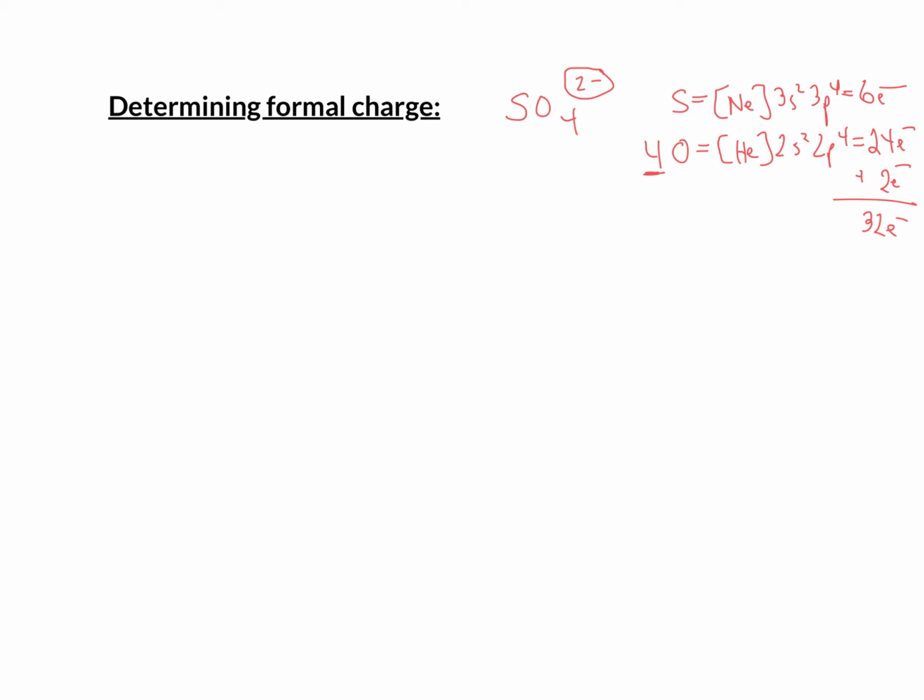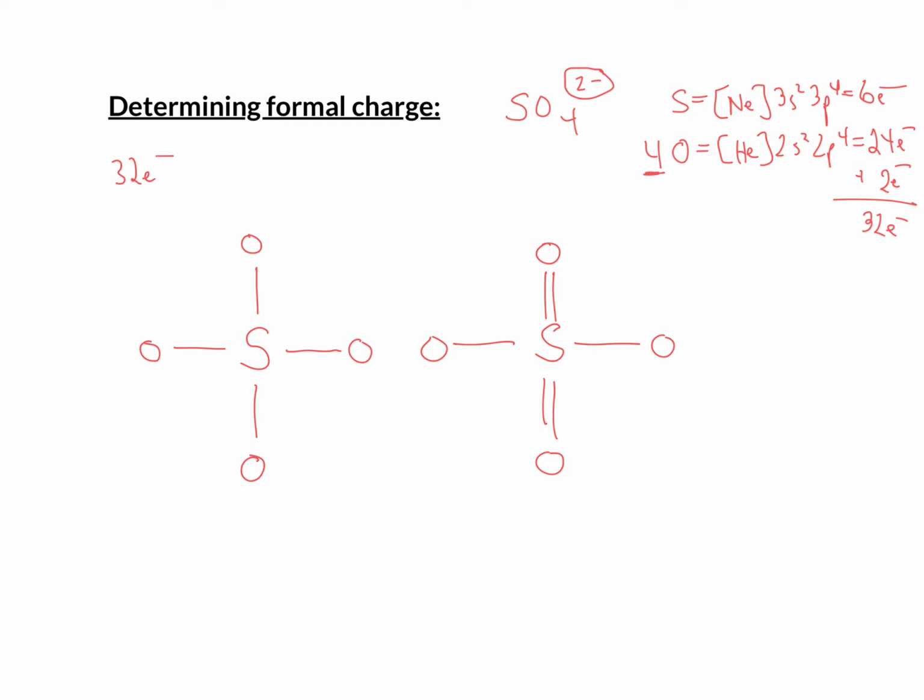I'm going to draw 2 different Lewis structures for that. I'm going to put sulfur in the middle, the least electronegative element, and surround it with oxygens. In both of these structures, I have to assign 32 electrons. On the structure on the left, I just wrote 4 bonds, 2 electrons each. I just assigned 8 electrons, so I'm going to have 24 electrons remaining.